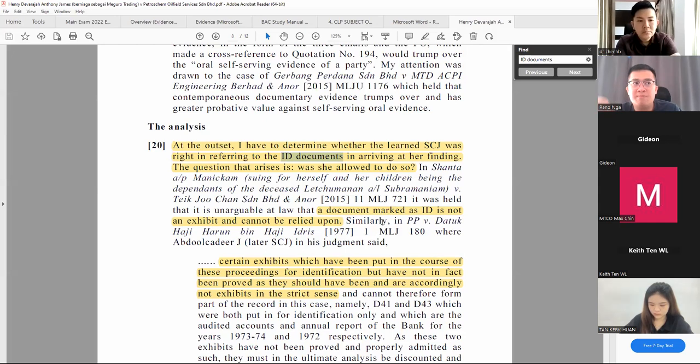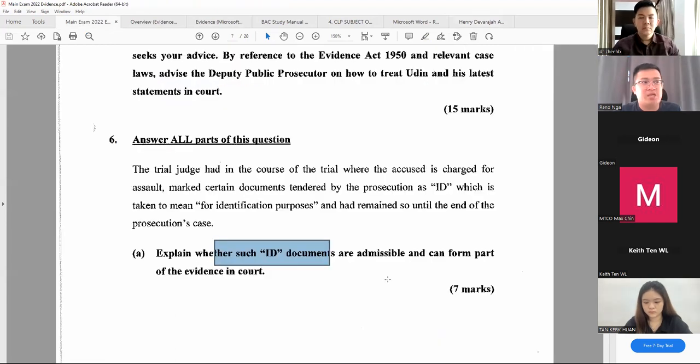So a document marked as ID is not an exhibit and cannot be relied upon. Certain exhibits which have been put in the course of this proceeding for identification but have not in fact been proven as they should have been are accordingly not exhibits in the strict sense. So which means they make a difference between exhibit and ID. ID is not evidence yet. So just based on this, we can answer already. It's not admissible yet and it's not a part of evidence yet.